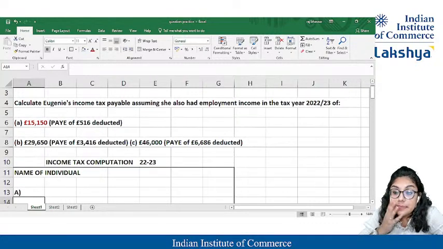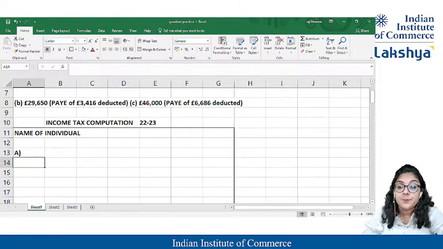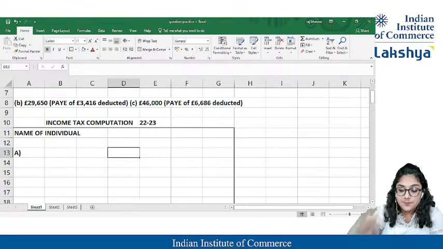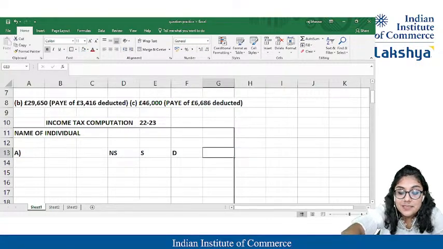What is her employment income, guys? Here she is getting in the employment 15,150 and over here 6,000. Everything in pound, guys. But still over here I have to make 3 parts: non-saving income, saving income, dividend, and over here it's total income.